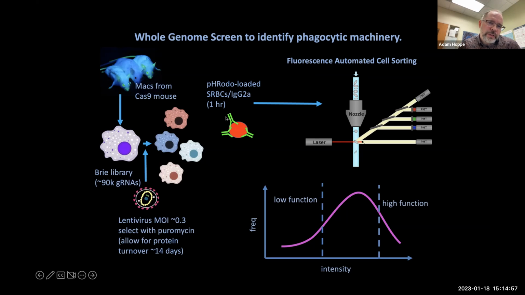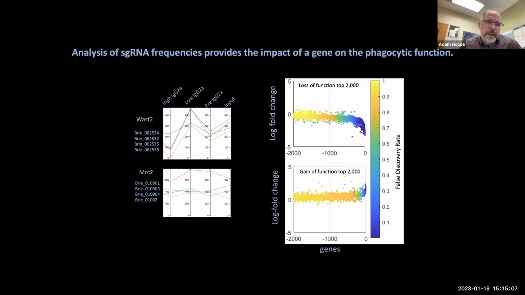We can then challenge these targets with antibody-coated particles, sort them out using flow cytometry, given that the particles are fluorescent, and group them into high and low function groups. From that, we can then look at frequencies. We then do deep sequencing to quantify the number of guide RNAs that are represented in each of those groups, high and low, as well as the pre-challenge and input fractions. And from that, we can then rank and capture the frequencies.